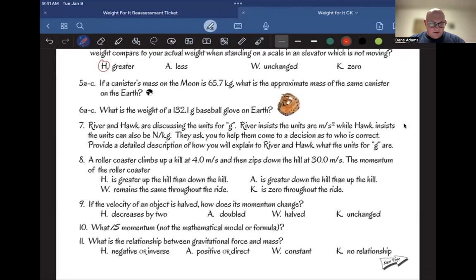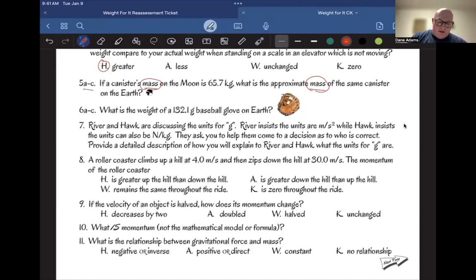Number 5 says, if a canister's mass on the moon is 65.7 kilograms, what is the approximate mass of the same container on Earth? We have to remember here that mass is an intrinsic property of an object and is not dependent on location, nor is it dependent upon the force of gravity. Mass will remain the same, whether this object is on the moon or on the Earth.